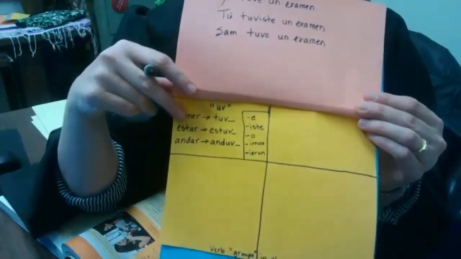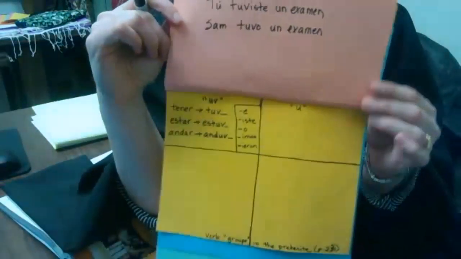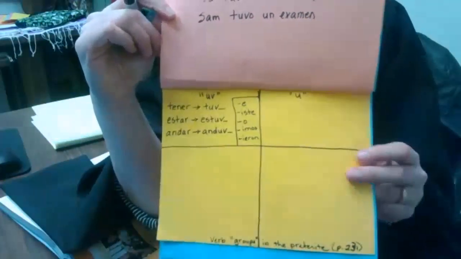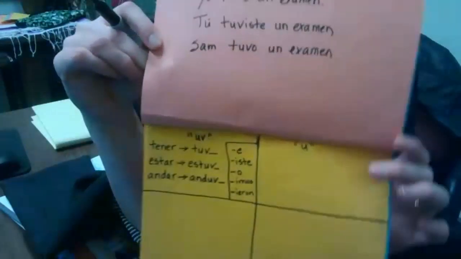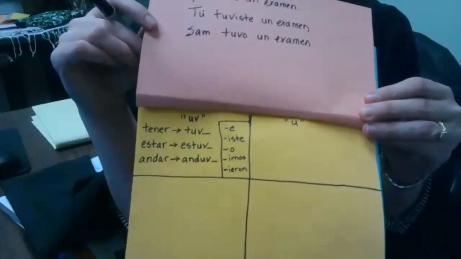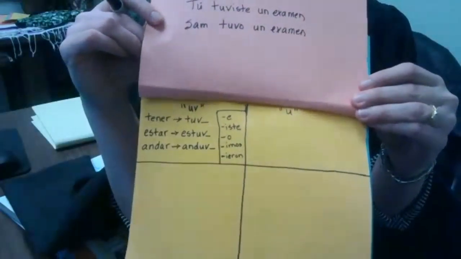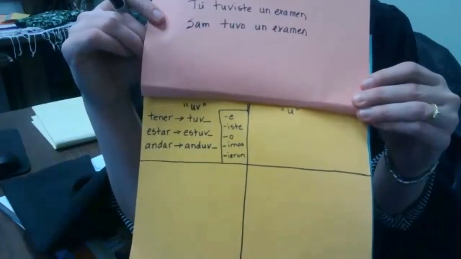All right, let's do our second group. Our second group is the U group. Just a U. Okay? These verbs now, when we use them in the preterite tense, are also going to get a new stem, but they're going to have a U in it. Not a UV, but just a U. Okay? So, here we go.